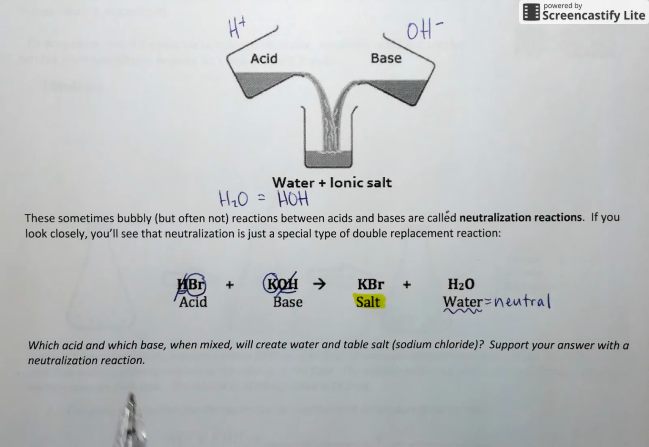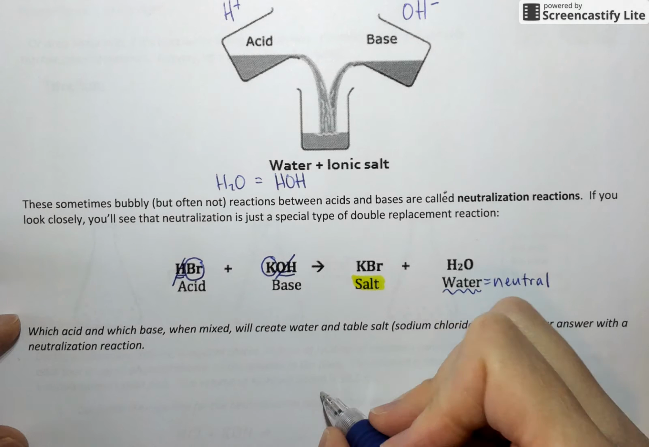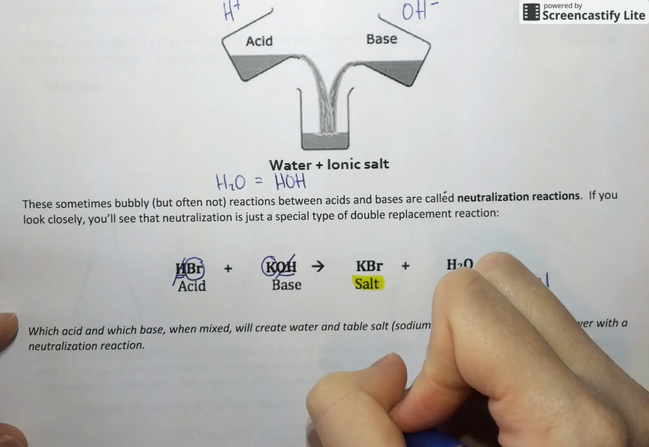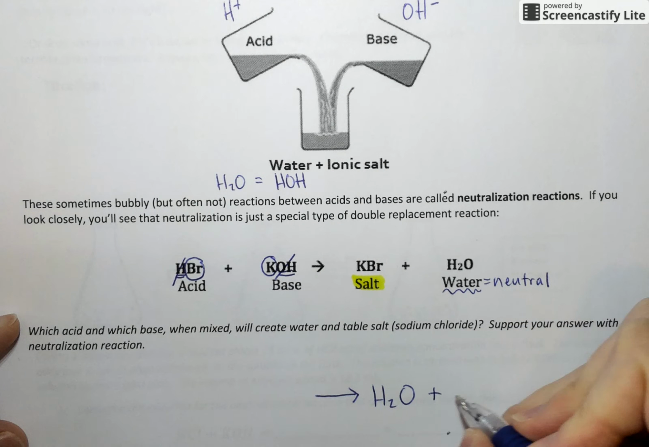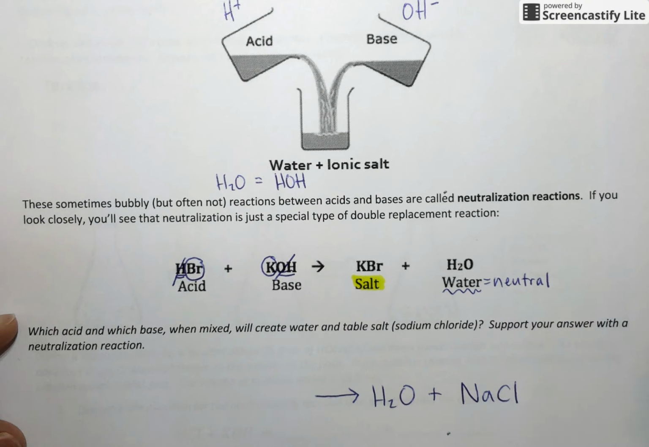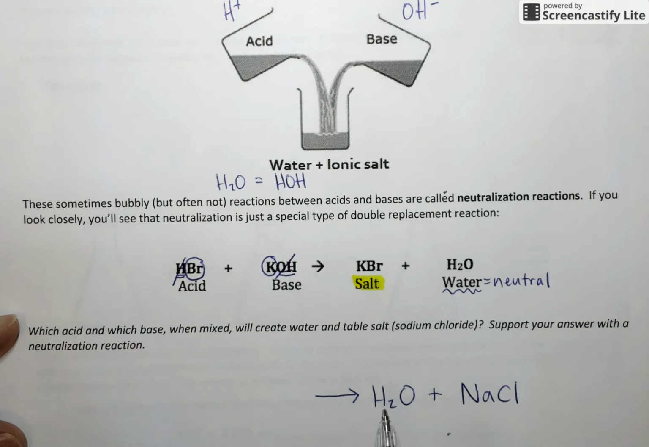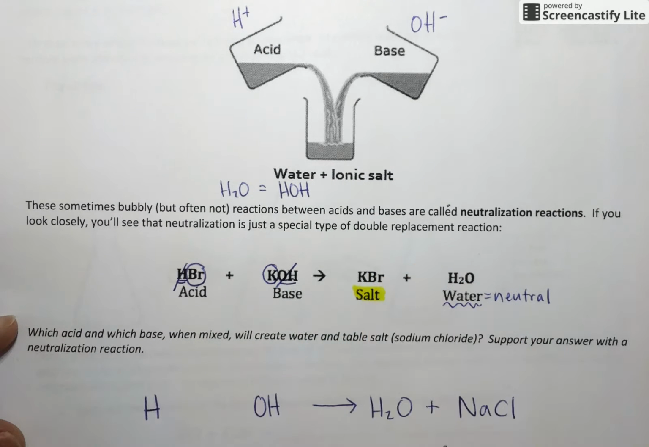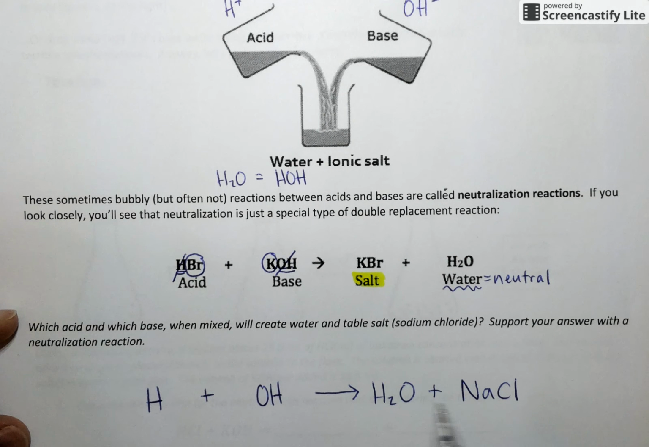So what I do want to know for this particular example problem is what acid and what base do you have to mix together to create water and table salt, or NaCl? So I'm going to support my answer with a neutralization reaction. And right now I know the products. I've got water, H2O, and I've got sodium chloride, NaCl. So somewhere, by combining together, again, H+ and OH-, I got water. So I know my acid has to be a source of H+. I know my base has to be a source of OH-.